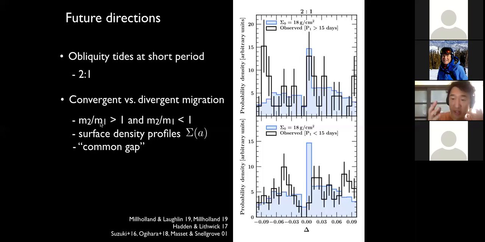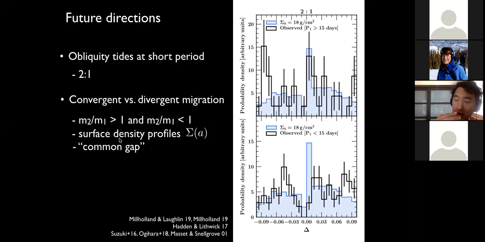To get a healthy fraction of convergent systems, you really need something. These surface density profiles that decrease on the way out, like the minimum mass. Here's another reason to hate the minimum mass: r^(-3/2). I mean, that's terrible, right? For convergent migration, it moves the inner one faster. It's terrible. So you need something flatter, if not actually increasing as you go out.